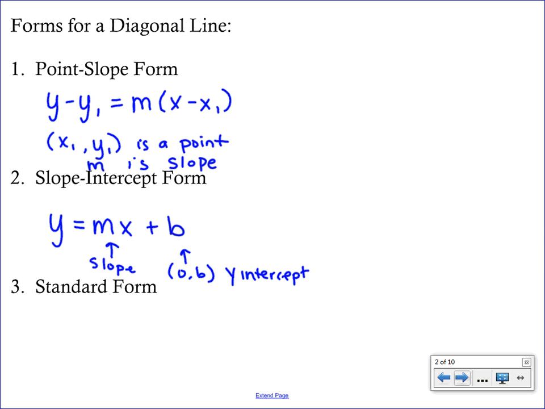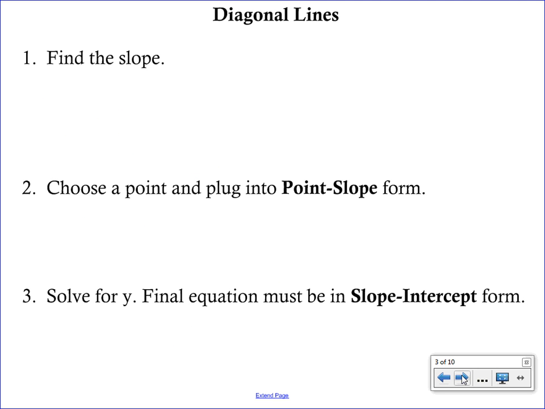Now, standard form is not something that we are going to write our equations in, but sometimes you're going to be given an equation in standard form and then have to get it in slope-intercept form. So standard form is ax plus by is equal to c. I just wanted to put that out there because you'll see equations written in standard form, but in this class at least, you won't ever have to put one in standard form. So let's get started here.